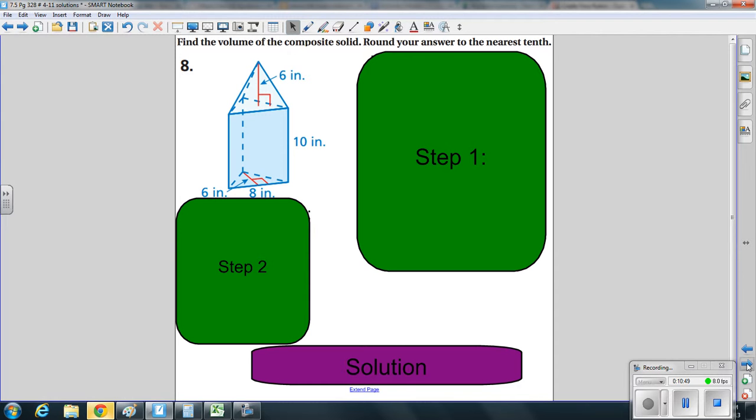Number 8 is a really interesting problem. We have a triangular pyramid on the top, right up here. Okay, and on the bottom, we have a triangular prism. It's a prism because it has two bases. This is a base, and this is a base.